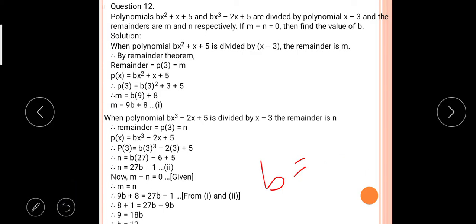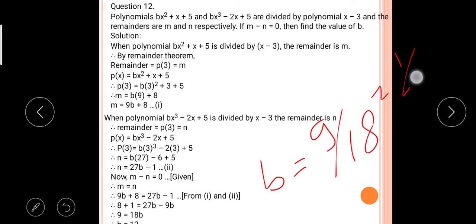b is equal to 9 by 18, and it is equal to 1 by 2. Understood, students? So the value of b is equal to 1 by 2. Simple way: just use the remainder theorem. You will get two equations. According to the given condition, you have to solve it.